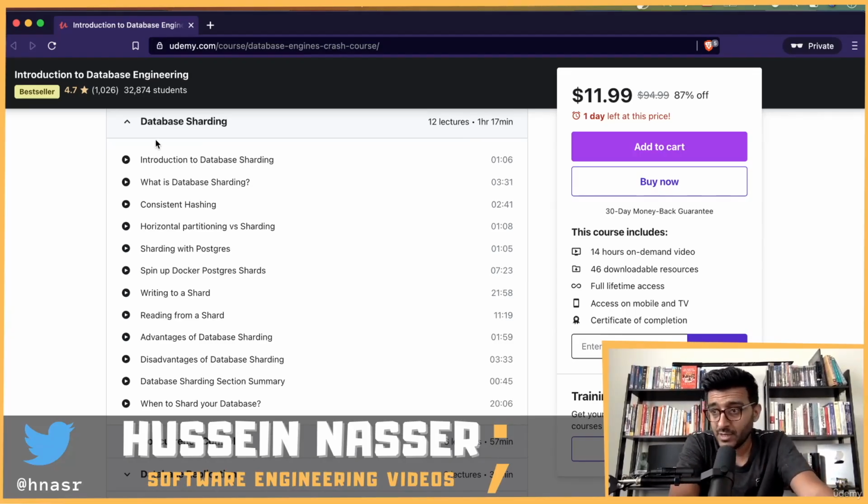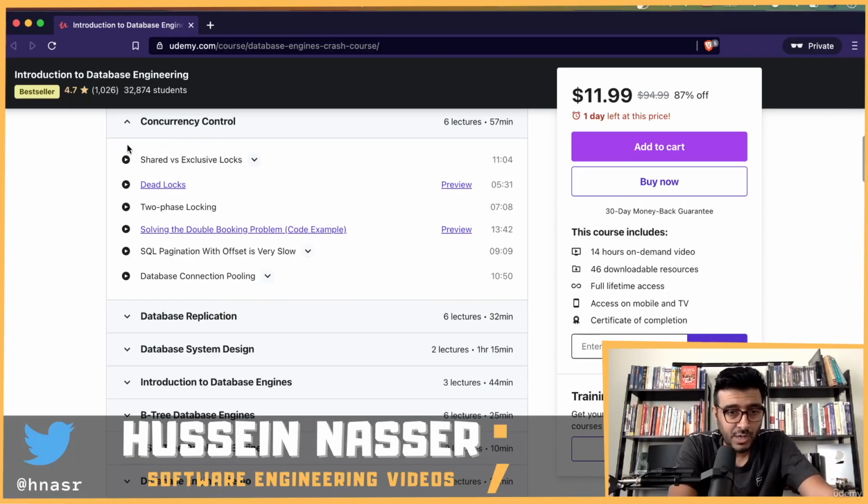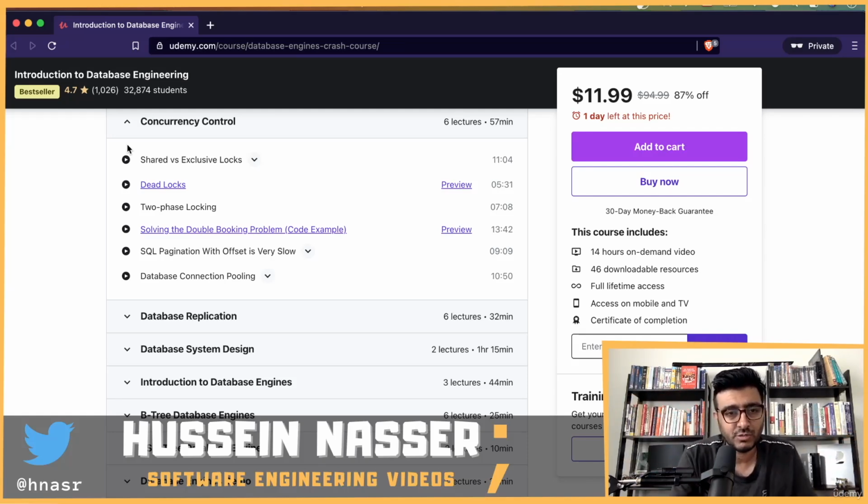Whatever you're gonna learn here, I don't use tools or anything like that. I try to build it from scratch so you have full understanding of what sharding really means, and that's basically the key here, really. Concurrency control, locks, the idea of deadlocks, two-phase locking, how two transactions are concurrently trying to execute things, isolation, the concept of isolation.